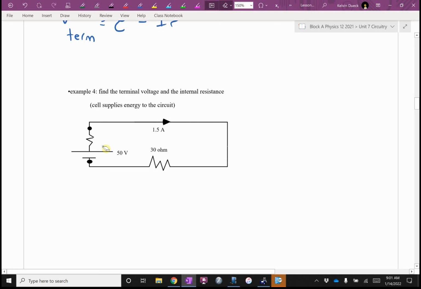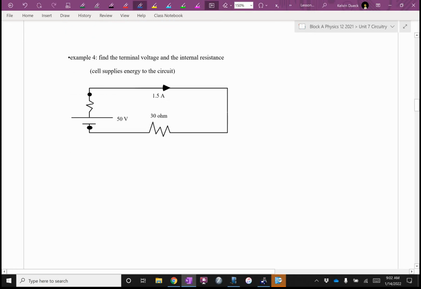We can also, first of all, example 4. I'm getting ahead of myself. Example 4. I like example 4. Example 4 is a nice question. It says this. Find the terminal voltage and the internal resistance. Okay. First thing I'm going to do is label downhill.